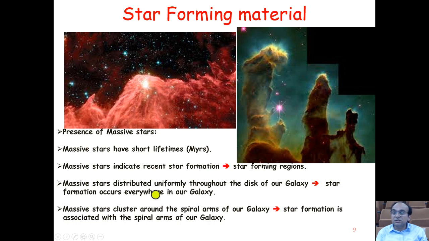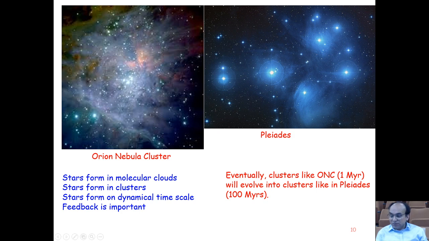The star formation is associated with the spiral arms of our galaxy. This is another example, the Orion Nebula cluster, and stars form in molecular clouds, which we know from observations. Stars form in clusters, that is a group of stars forms together. Stars form in dynamical time scales, that is the time scale of free fall of the matter. And what is important is feedback.